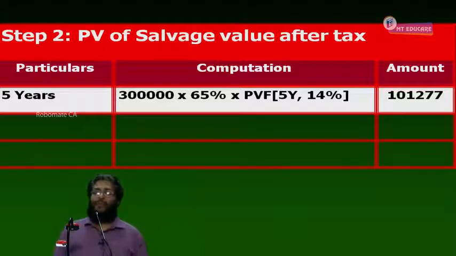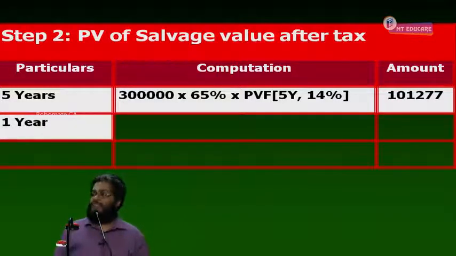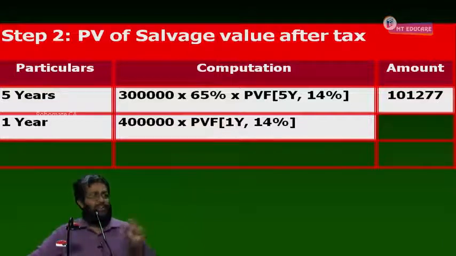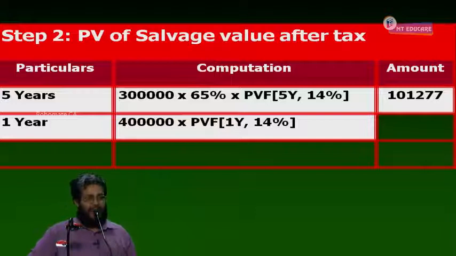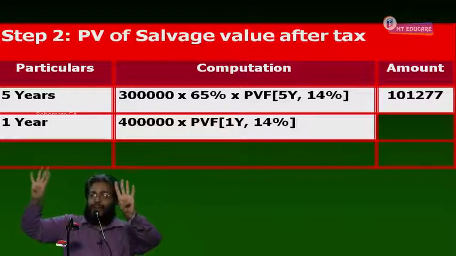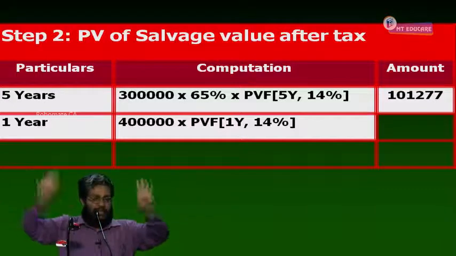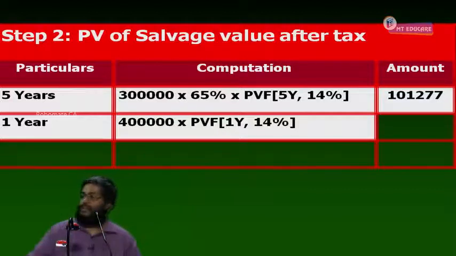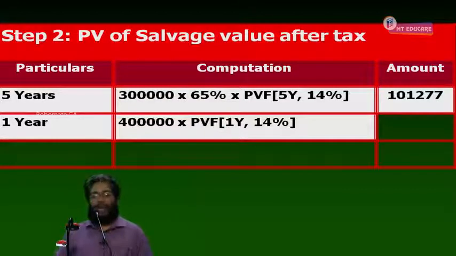Or I can even keep it for 1 year and sell. So at the end of the first year, how much is the salvage value? 4 lakhs. Sorry, 4 lakhs, and not 65%. The reason is very simple here. I provide 1 lakh depreciation, right? That means the 5 lakh asset becomes 4 lakhs. The 4 lakh asset is sold for 4 lakhs. Is there a profit on sale or loss on sale? No profit, no loss. So there is no tax. The entire salvage value is mine. So the 65% is wrong, sorry, it is not put there. So it is 4 lakhs into present value factor, 1 year, 14%.